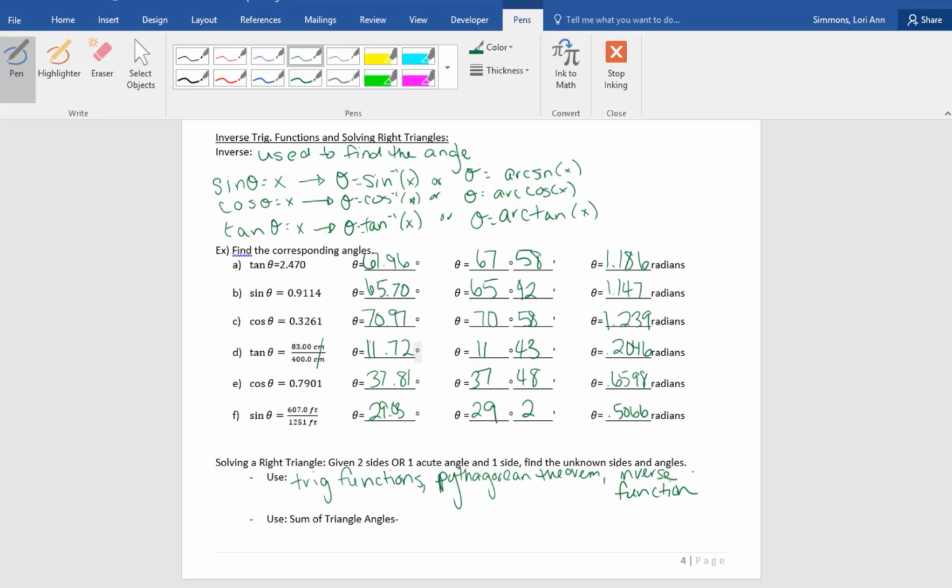We can also use the sum of triangle angles, which means that all angles of a triangle add up to 180 degrees. Or, if we're talking radians, it'd be pi radians.